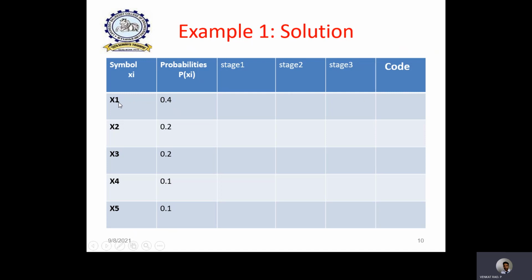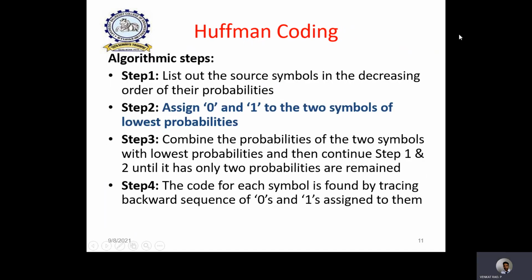So that is first placed, and x5 is having the probability 0.1, which is lowest. So it can be arranged at the bottom. If there are two symbols having same probability, you can arrange as per the order given in the example. Okay. Now coming to the second step.